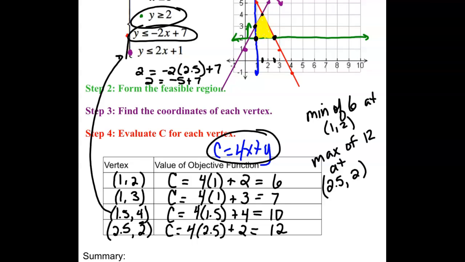All right, so go ahead and practice this with worksheet 3.4a.